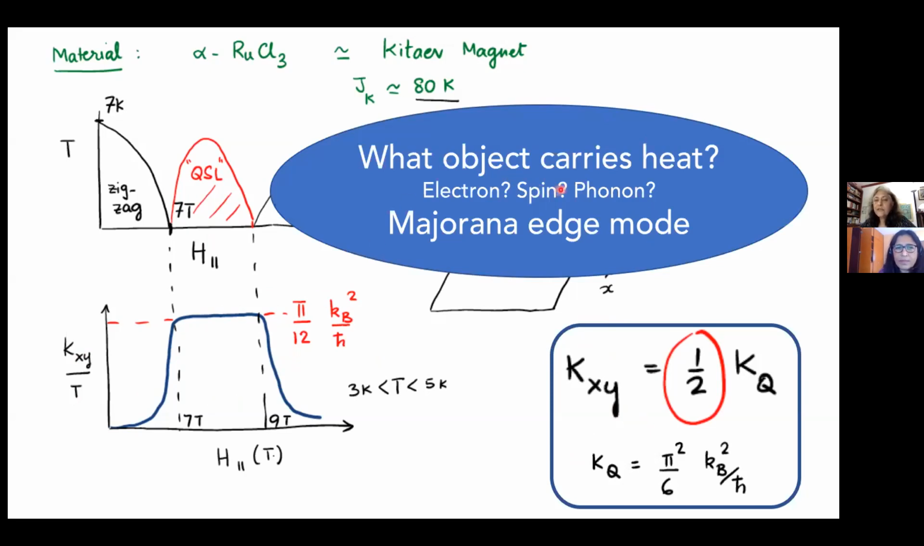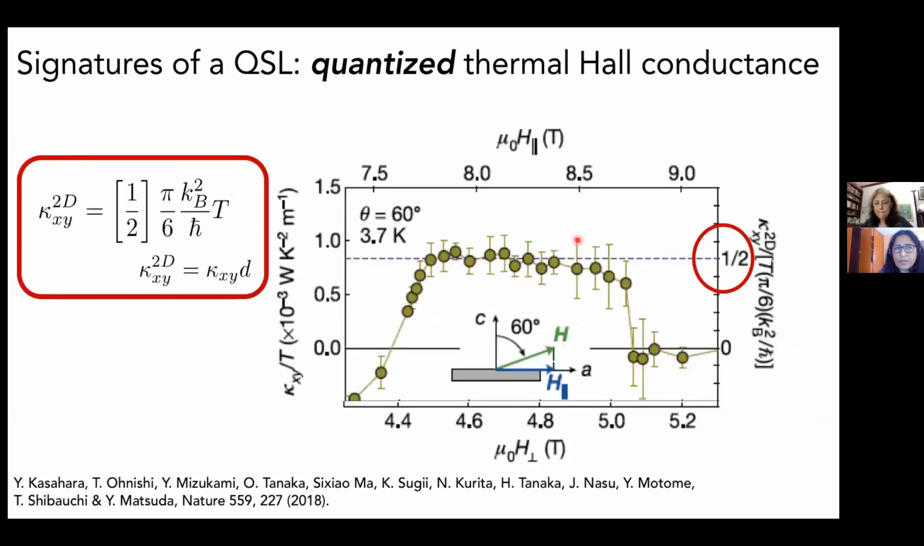It's not the spin or the phonons. It's really this Majorana edge mode. Now here's this really beautiful experiment from Matsuda's group. What they measure is kappa XY divided by T as a function of H perp, with some H parallel that has been used to kill the zigzag order. And indeed you see this quantized value at intermediate field.